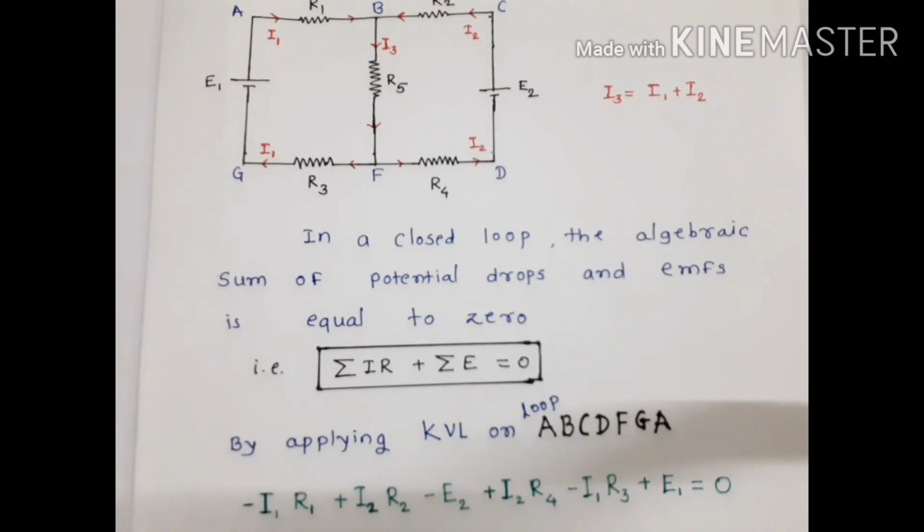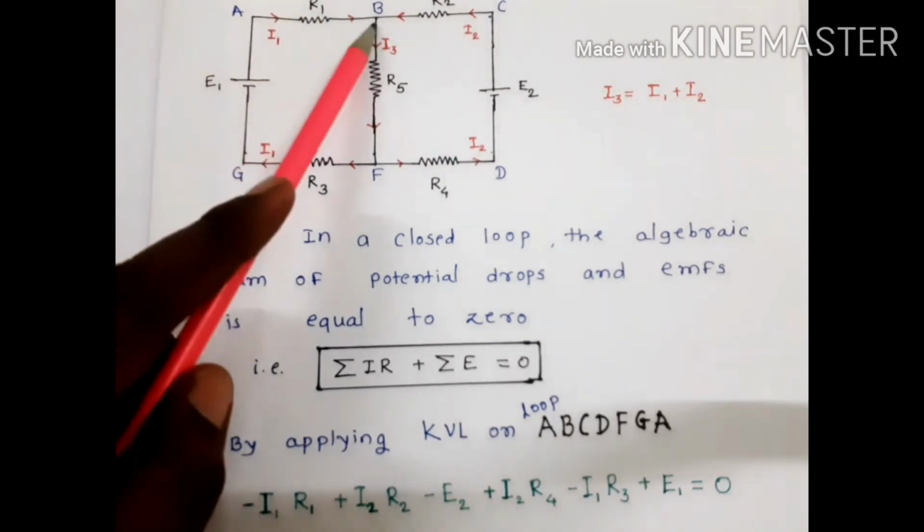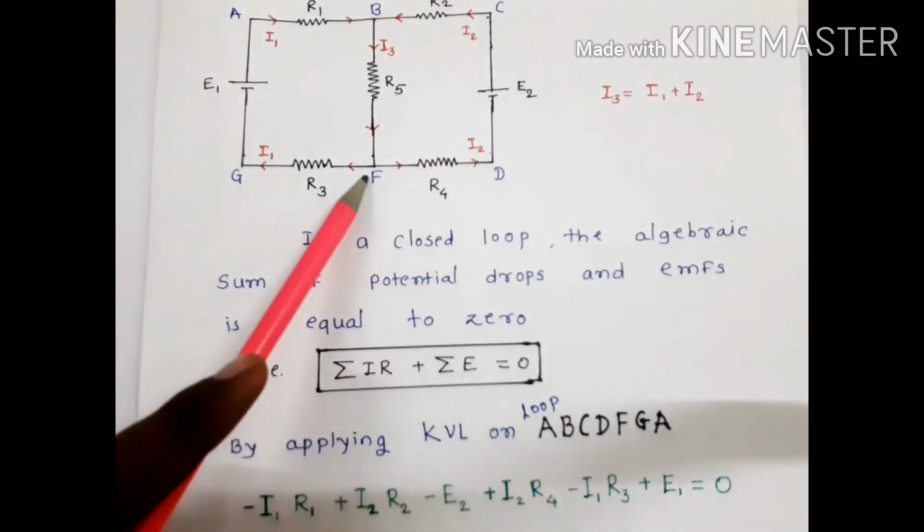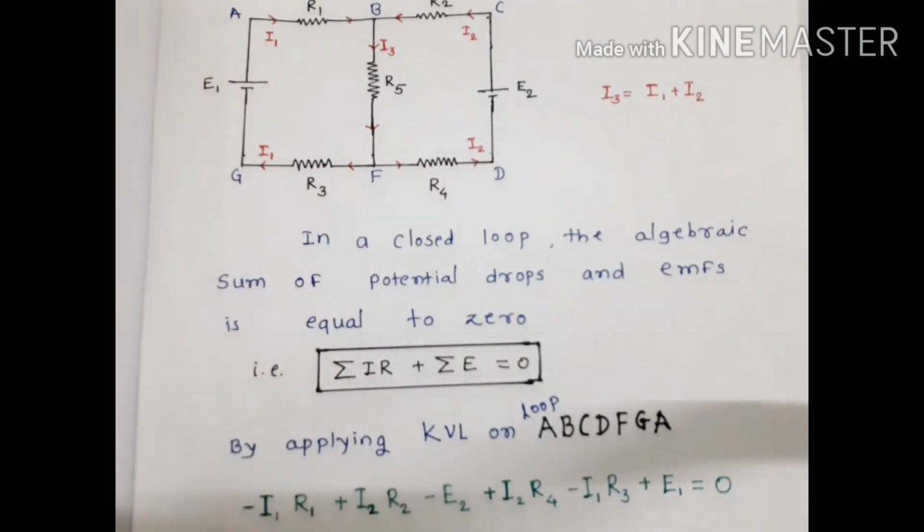Here in this diagram there are various closed paths. One of the closed paths I already told you: it is A, B, C, D, F, G, A.